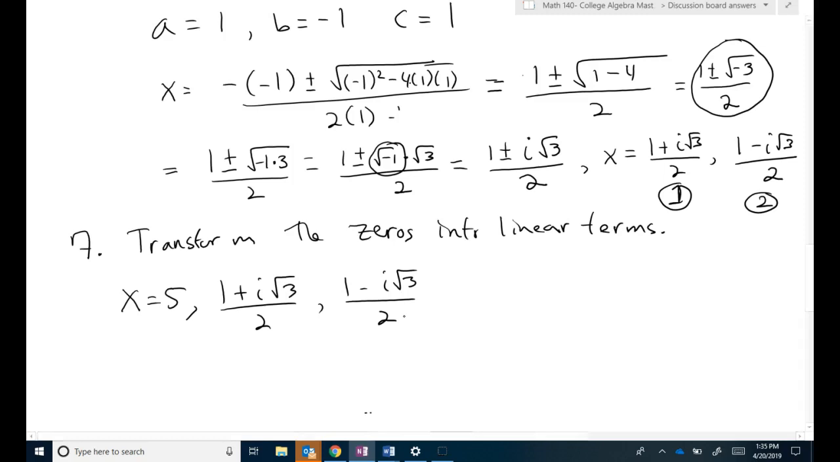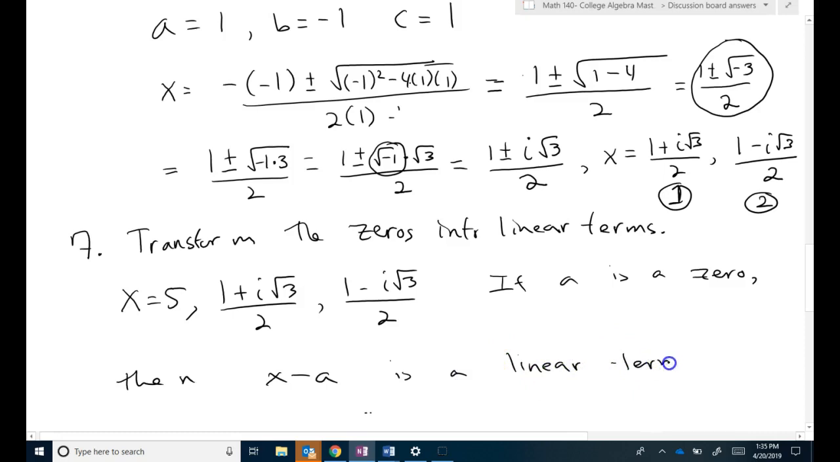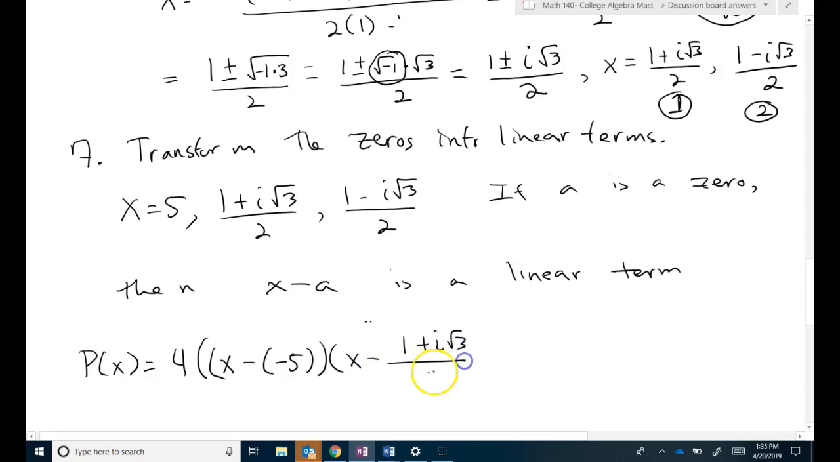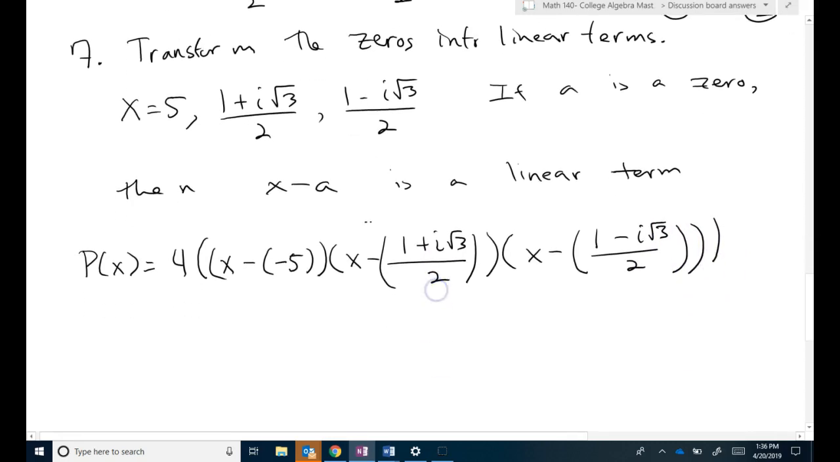Now what I need to do is I want to factor those into linear terms and bring that 4 back in. So each term, right, if a is a 0, then x minus a is a linear term. So that's the easiest way to think about this, right? And what we want to do is we're just going to take p of x is then going to equal, take my 4, don't forget my 4, I had that originally, and then x minus a -5 times x minus 1 plus i root 3 over 2 times x minus, this is parentheses, 1 minus i root 3 over 2. And that is my entire polynomial factored as linear terms.